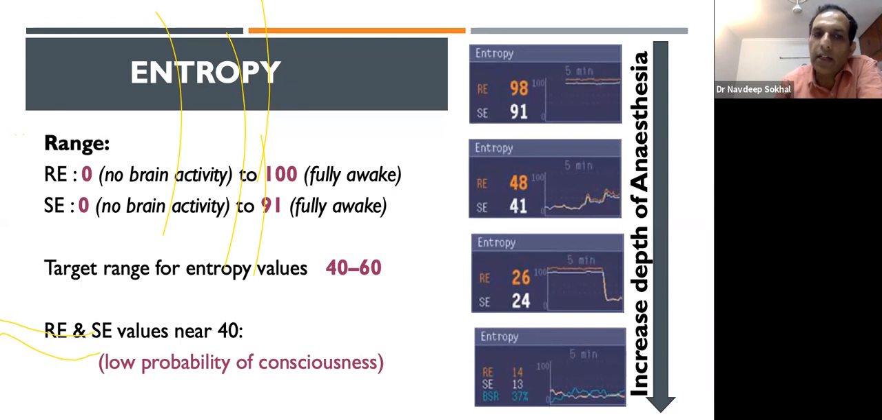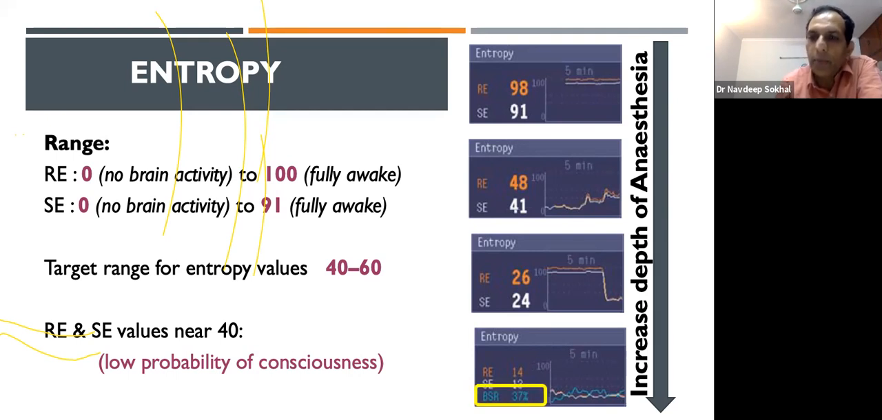And when the values are near 40, there is low probability of consciousness, awareness, or recall. On the right side, you can see as you go from an awake state to deep anesthesia, the state and response entropy keep gradually decreasing from awake to adequate, to deep plane and to very deep plane. And when you have a very deep plane, it will also have burst suppression ratio. You can see the burst suppression ratio is 37 in the lowermost figure.